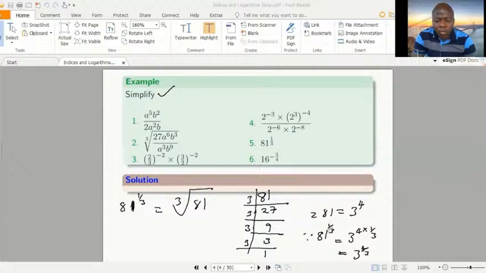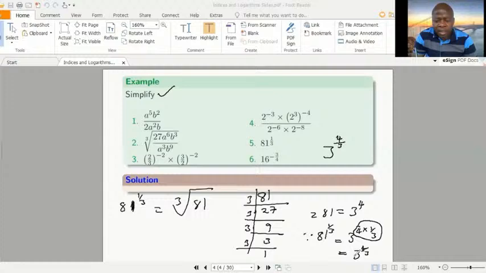But I want the cube root of 81. That means getting the cube root of 3 raised to 4. In other words, 3 raised to 4 times a third. These are powers, so a third is also a power. So that gives us 3 raised to 4 out of 3. Let me just write it properly here. 3 raised to 4 out of 3.